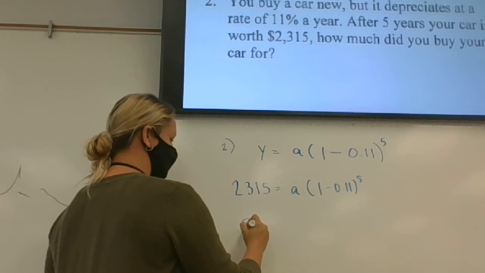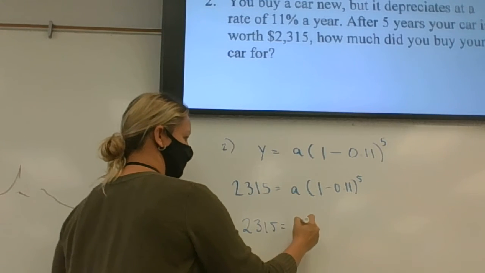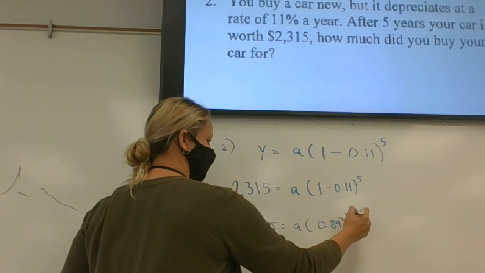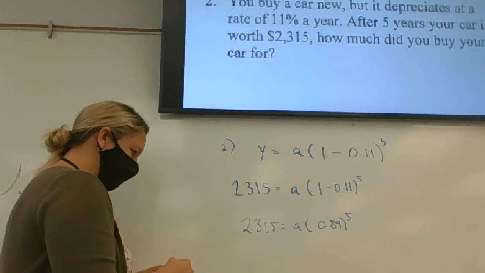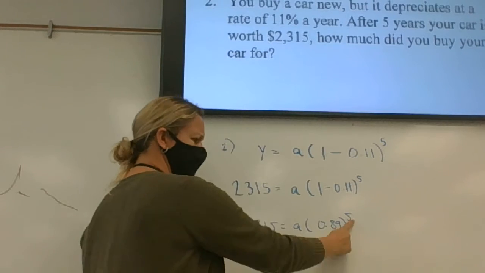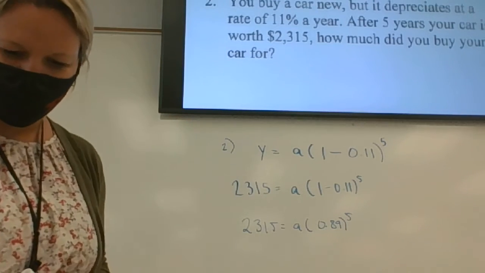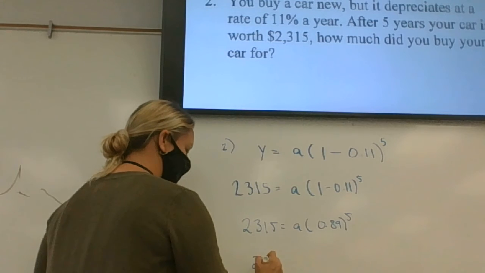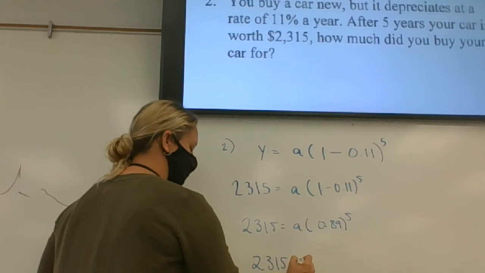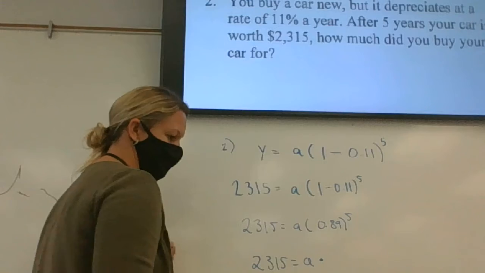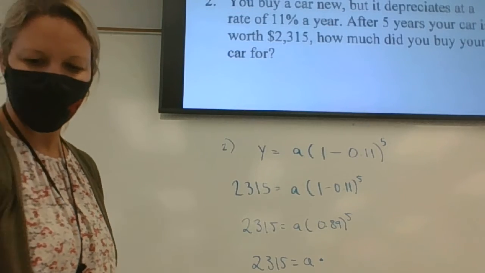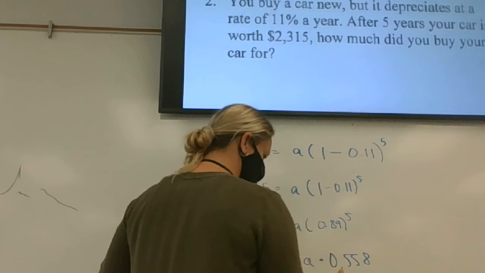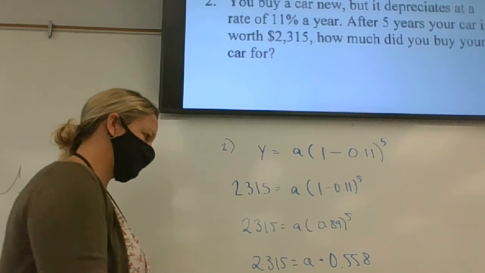So order of operations, what I would do is just subtract and make the 0.89 to the fifth. And if I'm solving for A, you can go ahead and raise that to the fifth power. 2,315 equals A times, ooh, and it's a pretty big decimal. I hate to round it. 0.558, and now we'll just divide.